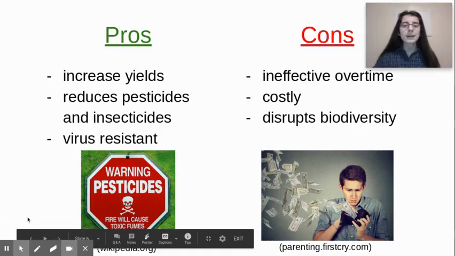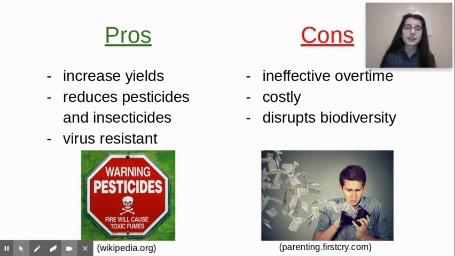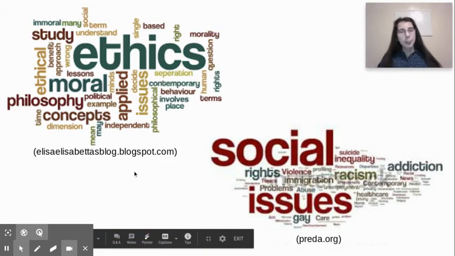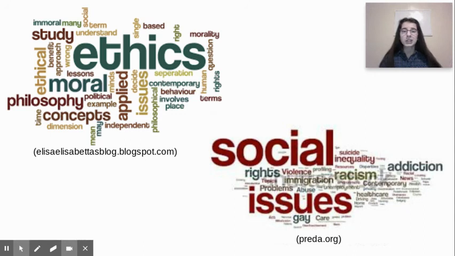But like everything in life, it has its pros and cons. While it can increase yields, reduce the use of pesticides and insecticides, and become virus resistant, it's also costly and can become ineffective over time. It also disrupts biodiversity by maybe favoring an organism. And not to be a Debbie Downer, but there are also social and ethical implications to this relatively new biotechnology.